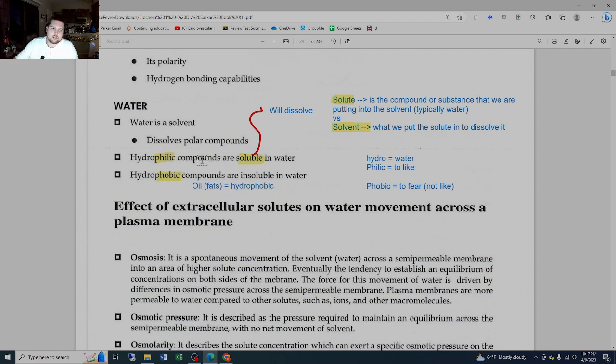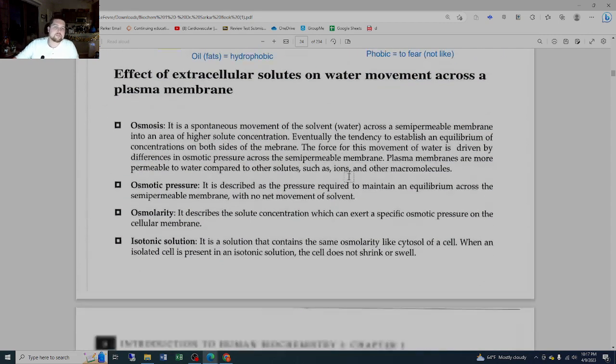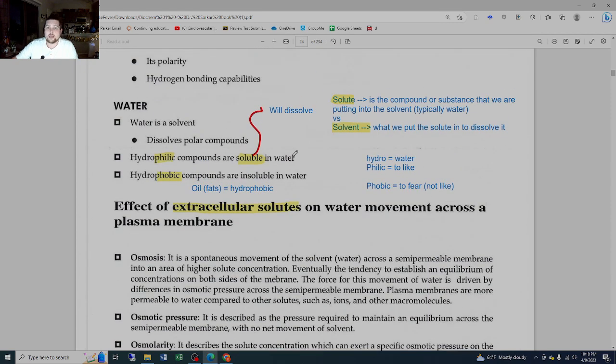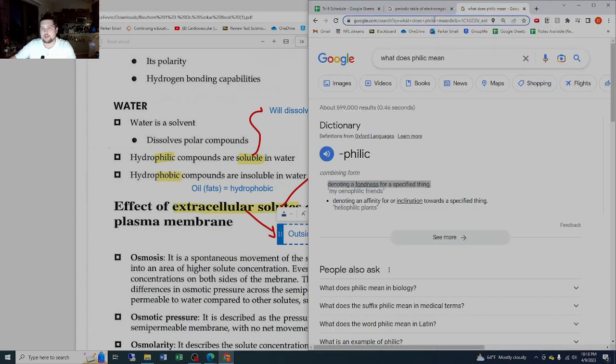It's really important to remember these, as we'll start to get into different compounds, and we need to remember what it means to be soluble versus insoluble, hydrophilic, hydrophobic. Okay, effective extracellular solutes and water movement across a plasma membrane. Lots of words there. Solutes, we talked about, is the compound or substance that we're putting into the solvent, into the water. Extracellular is just going to mean outside of the cell. So we have in our body what's called interstitial space.